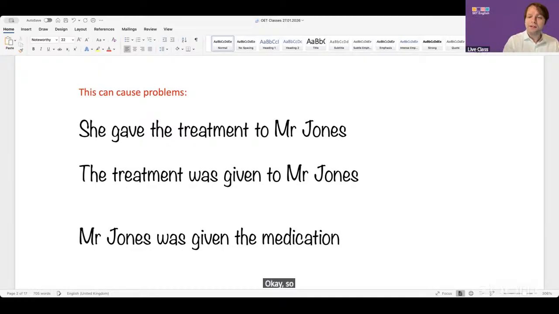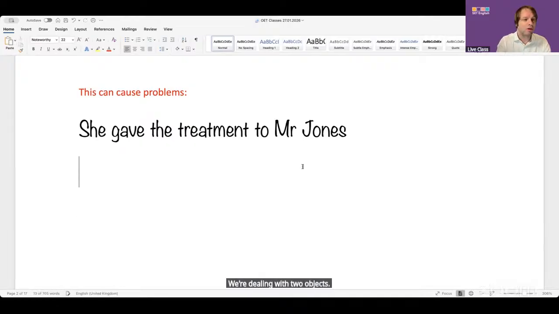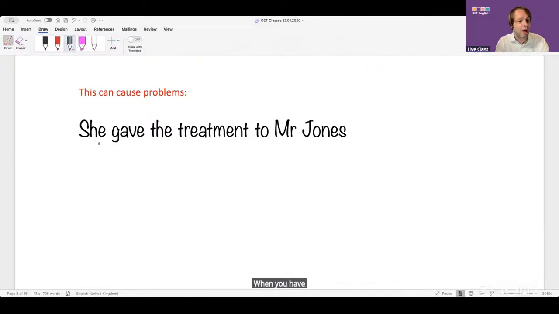Okay, so what's happening here is we're dealing with two objects, right? So just break down the sentence. In active, when you have a subject and a verb, that's fine, no problem. But when you have this and this, it suddenly starts to get a little bit tricky. Does that make sense, everyone?